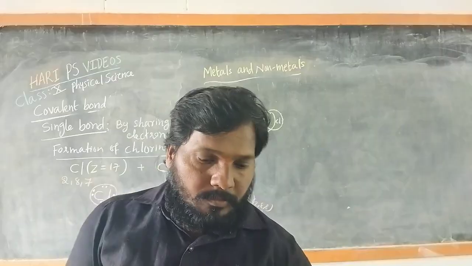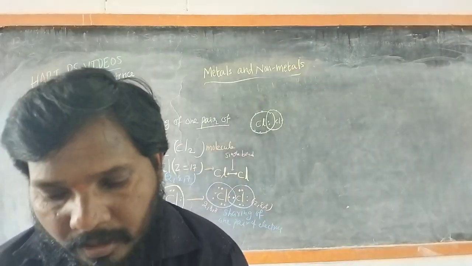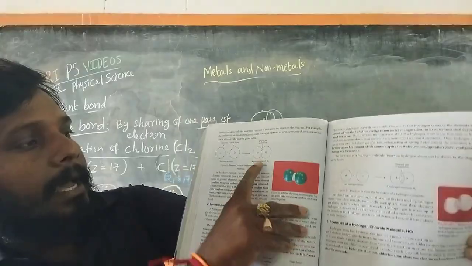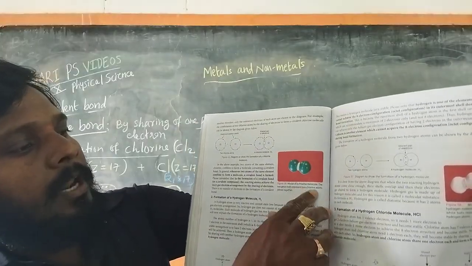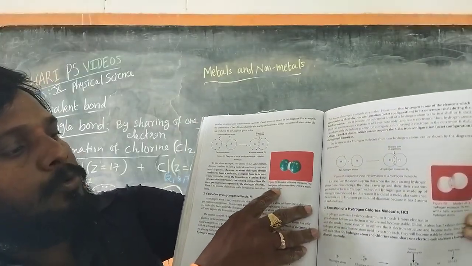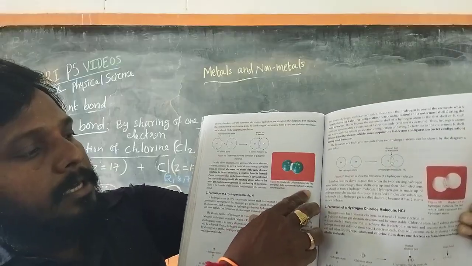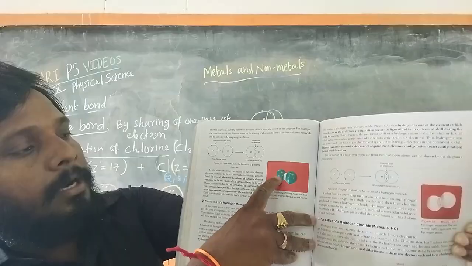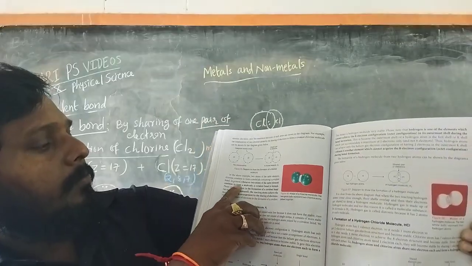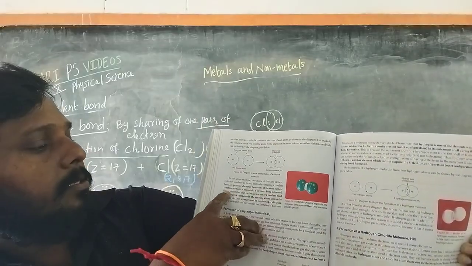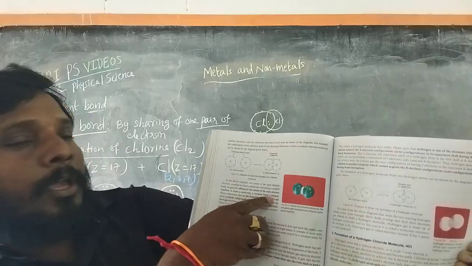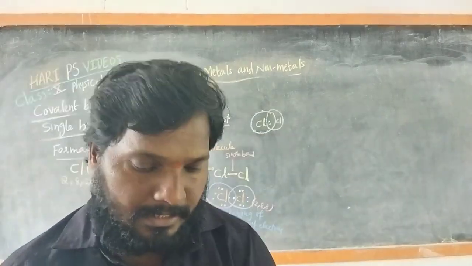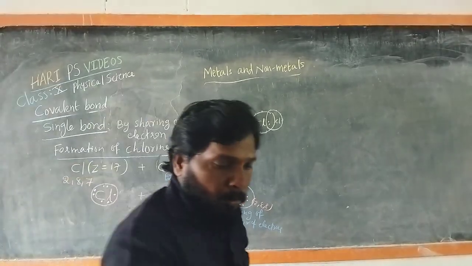And here a single bond between the chlorine atoms. So there is also a diagram, a model of the chlorine molecule. The two green balls represent the two chlorine atoms joined together. So two balls, one chlorine atom, one chlorine atom. Whenever two atoms of the same element combine to form a molecule, a covalent bond is formed, as we already discussed. Let's take one more example.